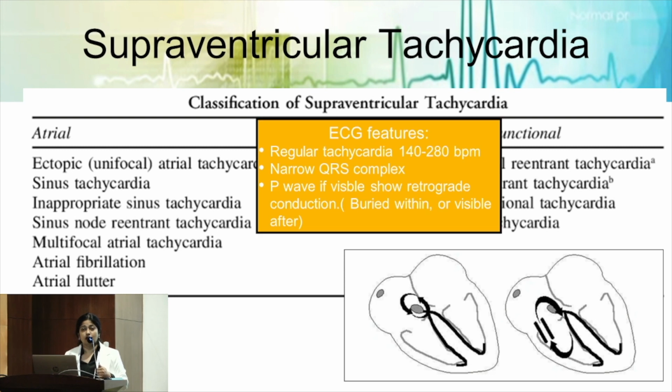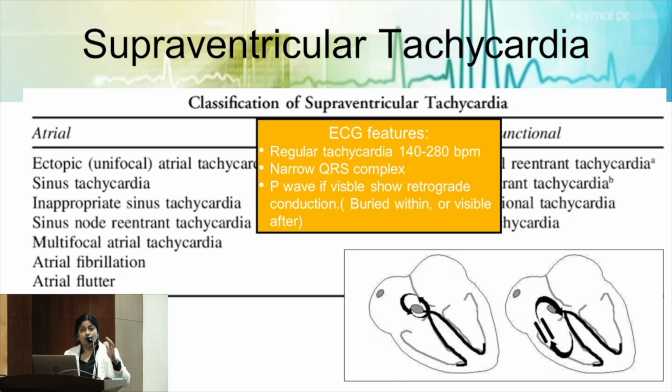What do you see on ECG? Tachycardia with a rate of 140 to even up to 280, 300. How do you differentiate from sinus? In sinus, your rate will be maximum 220 minus the age of the patient. If the rate of your tachycardia is more than that, it has to be SVT. Narrow complex and P-wave.